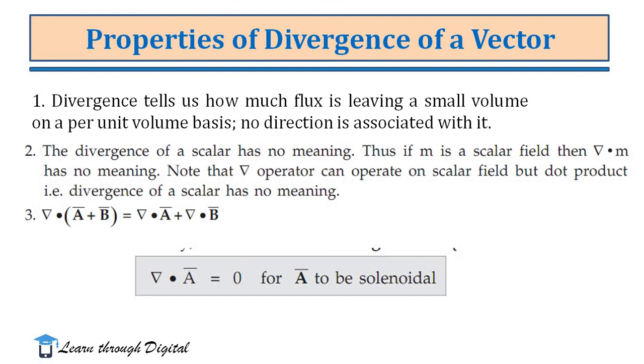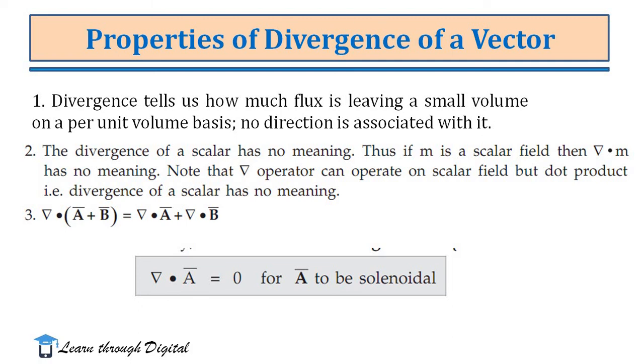The properties of the divergence of a vector are listed here. Divergence tells us how much flux is leaving a small volume on a per unit volume basis. Here no direction is associated with this. The second one is that the divergence of a scalar has no meaning. For example, if S is a scalar field, then del dot S has no meaning. Note that the del operator can operate on a scalar field, but the dot product has no meaning. The divergence of a scalar has no meaning.